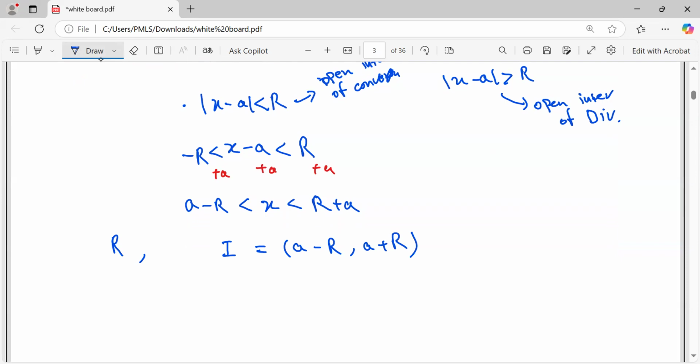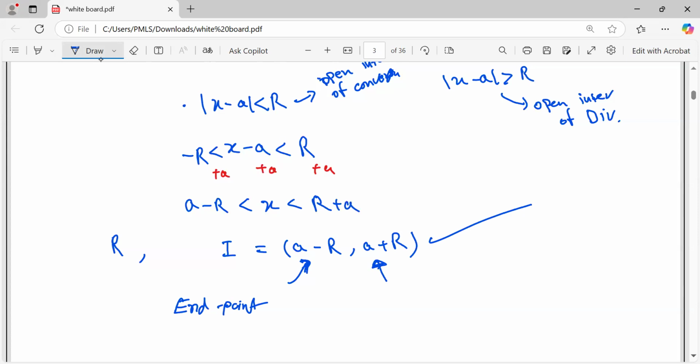This is the open interval, but don't forget to check the endpoints. In the third case, we also check the endpoints. Keep in mind, if the question says to find the open interval of convergence, this is fine. But if it says to find the interval of convergence, you also need to check whether the given series converges or diverges at the endpoints.